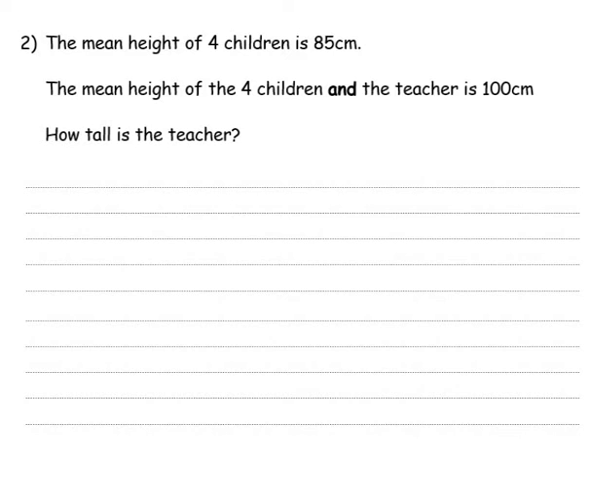And the next question says that the mean height of 4 children is 85 centimetres, and the mean height of 4 children and the teacher is 100 centimetres. How tall is the teacher? Now, to do this, you'd need to find how tall the four children are. Now we know the mean is 85, but how tall are the four children? Don't forget, to work out the mean, you would add up all the heights and divide by 4. So something divided by 4 is 85. And to work out what that is, you could do 85 multiplied by 4.